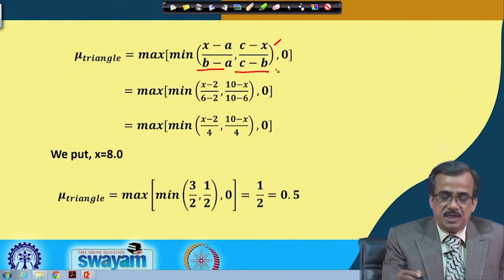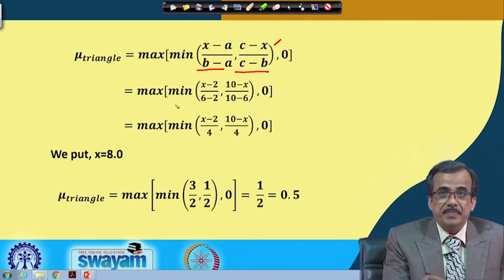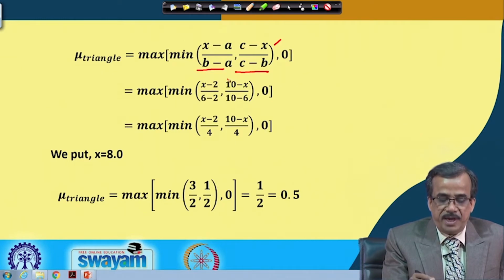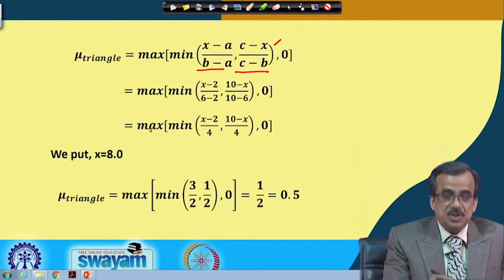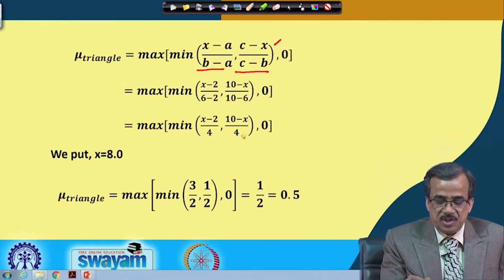Now, if I insert the values for a, b and c, substituting them, we get the maximum of the minimum of (x minus 2) divided by (6 minus 2), where b equals 6 and a equals 2, comma, (10 minus x) divided by (10 minus 6), where c equals 10, comma 0. If we simplify, this can be written as the maximum of the minimum between (x minus 2) divided by 4, comma, (10 minus x) divided by 4, comma 0.